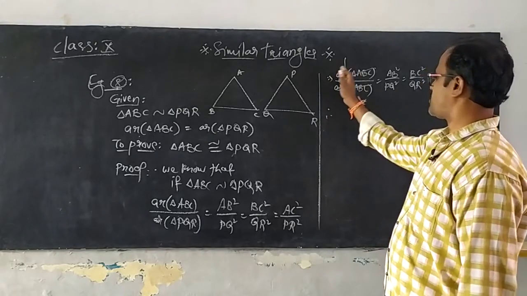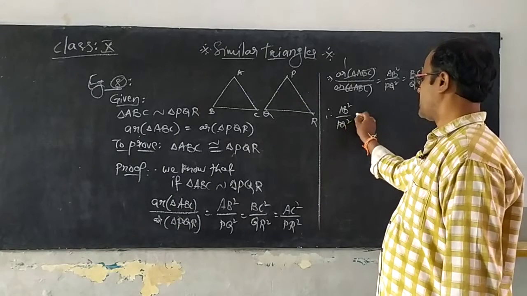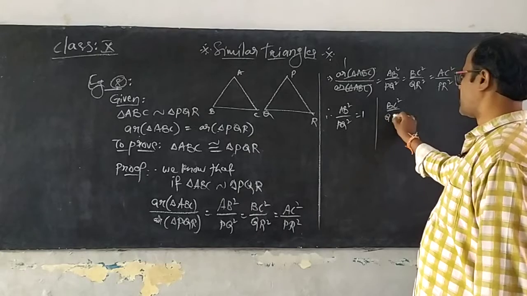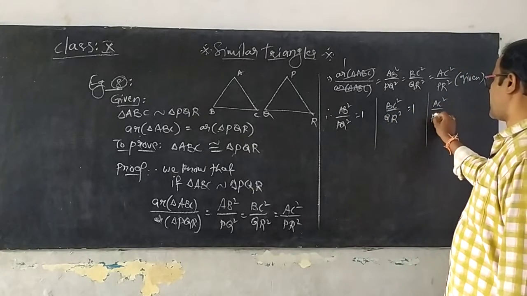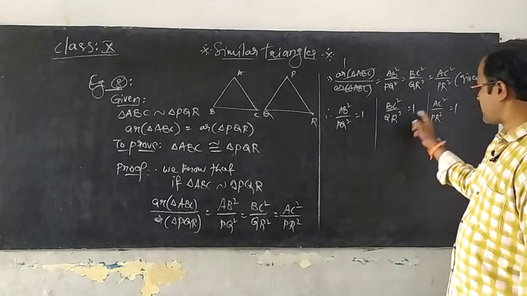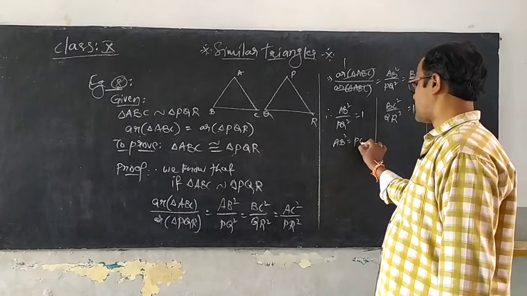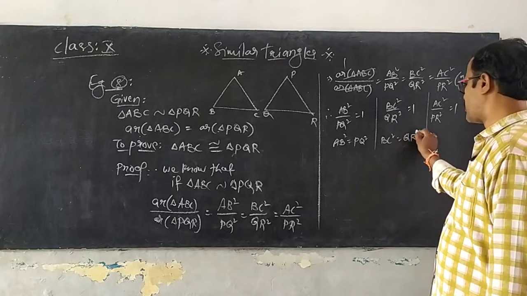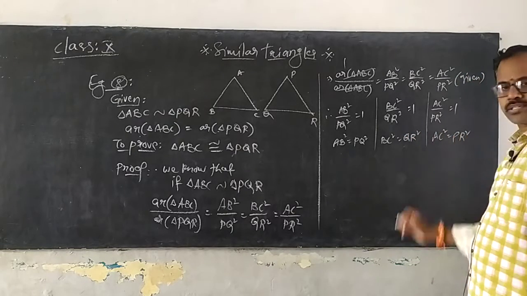Therefore, I equate each value to 1. AB square by PQ square is equal to 1. BC square by QR square is equal to 1. AC square by PR square is equal to 1. Now make the cross multiplication, everyone. Yes, very good Nana. AB square is equal to PQ square. BC square is equal to QR square. AC square is equal to PR square.